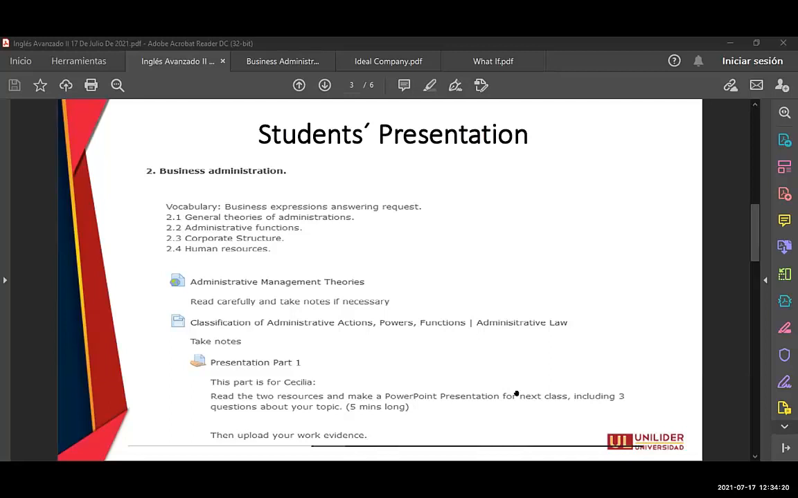Ok. A ver. Creo que sí las puse. A ver. Bueno. Characteristics de... a ver, no, espérame.